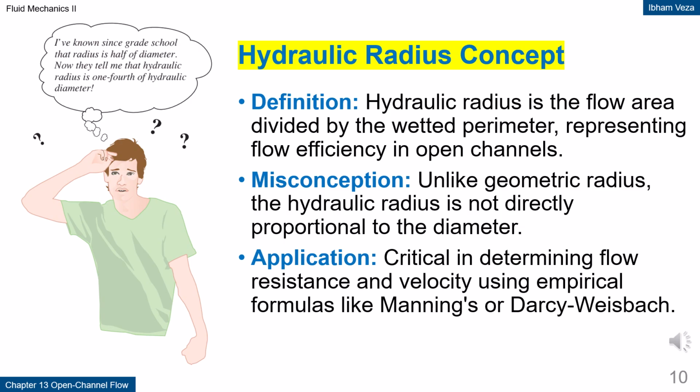Hydraulic radius concept. The hydraulic radius is defined as the flow area divided by the wetted perimeter. This quantity is not the same as the geometric radius and often leads to misconceptions. The hydraulic radius is used to represent how efficient a cross-section is in conveying flow.